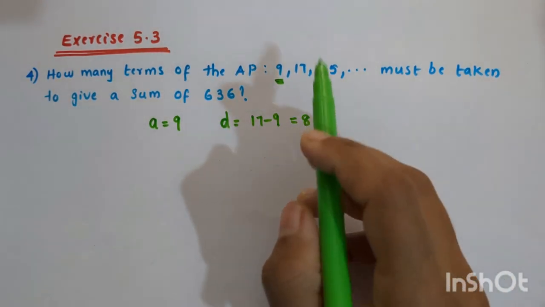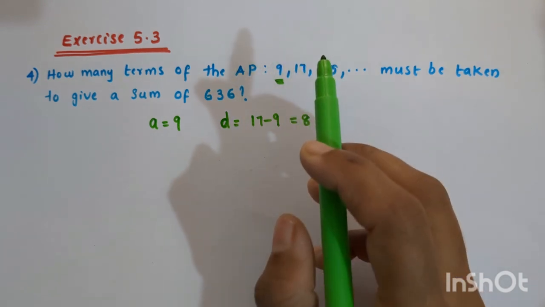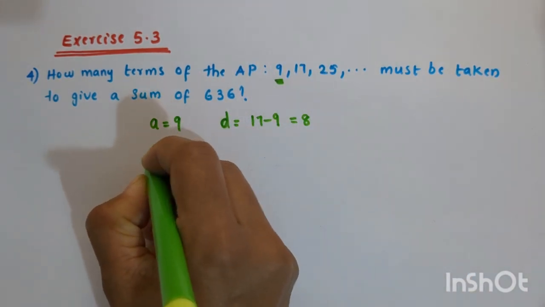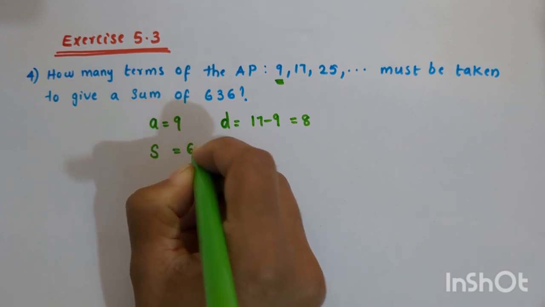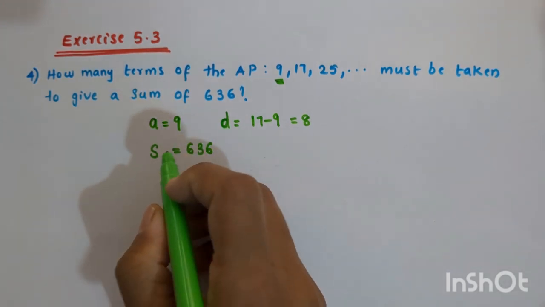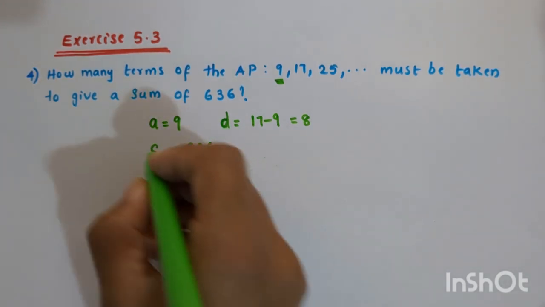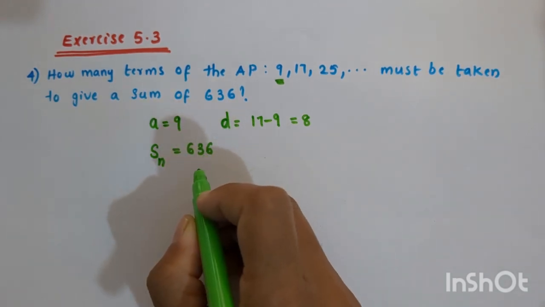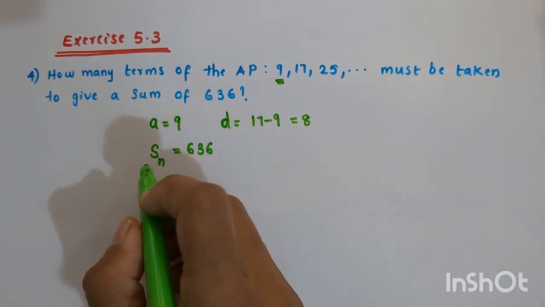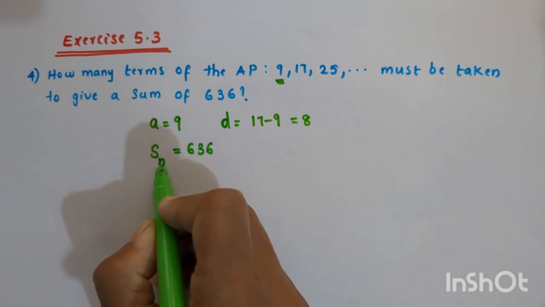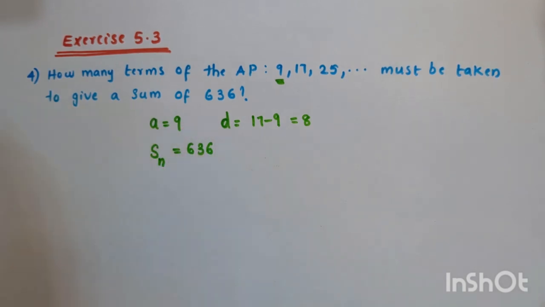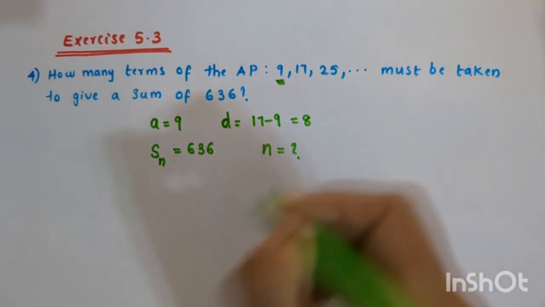Then the question is, how many terms of this AP must be taken to get a sum of 636? So the sum is given as 636. How many terms? That is what we want to find out. We are assuming that the sum of n terms of this AP will give you 636, so n needs to be found out.